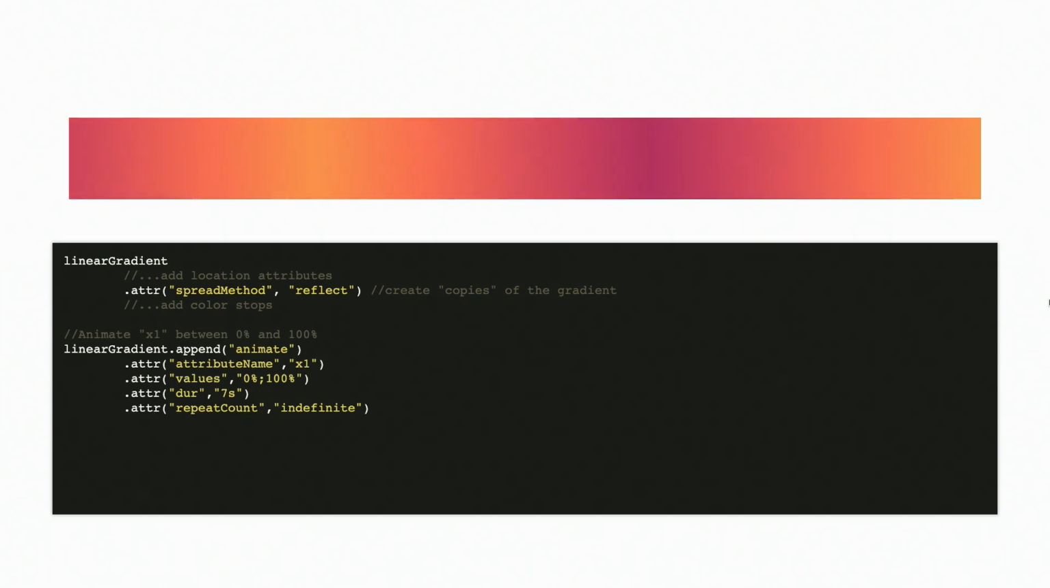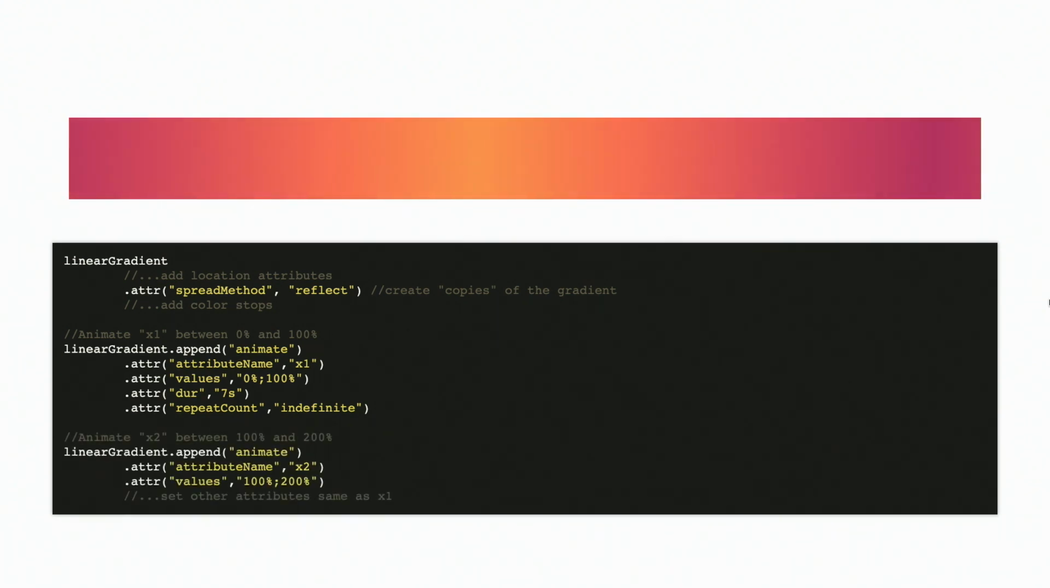Then we get this rather psychedelic result because the end of the directional arrow stays in place. So we also animate that one, from 100 to 200%, because that will always keep 100% difference. And now it seems as if we have an endless moving linear gradient.